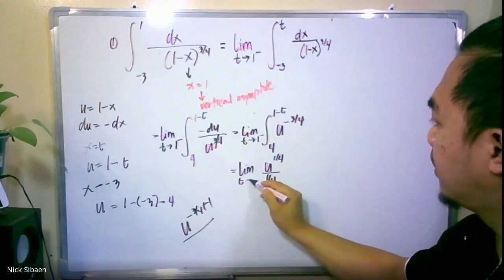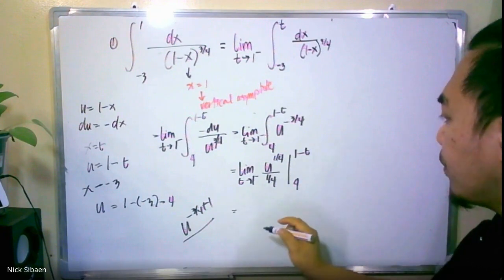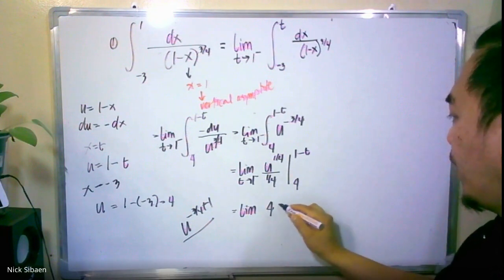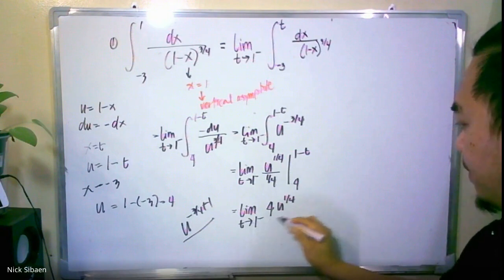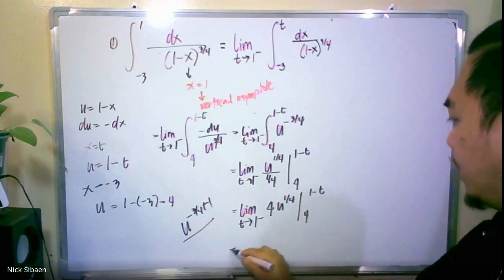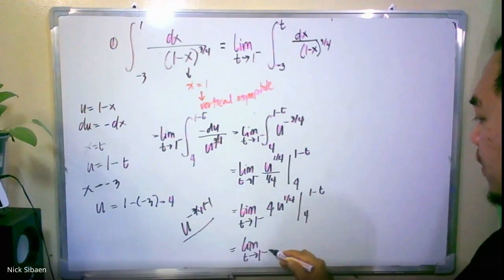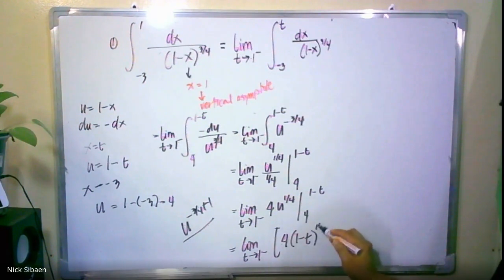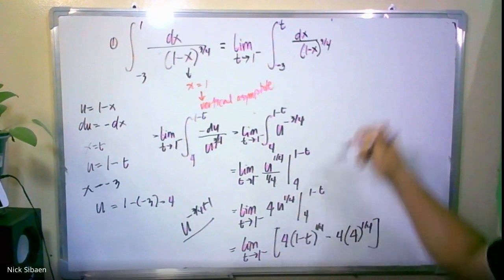As t approaches 1 from the left, from 4 to 1 minus t, we can write this as 4 u raised to 1/4. And then applying now FTC, we have the limit of 4 times (1 minus t) raised to 1/4 minus 4 raised to 1/4. Sinubstitute lang natin yung 4 doon.